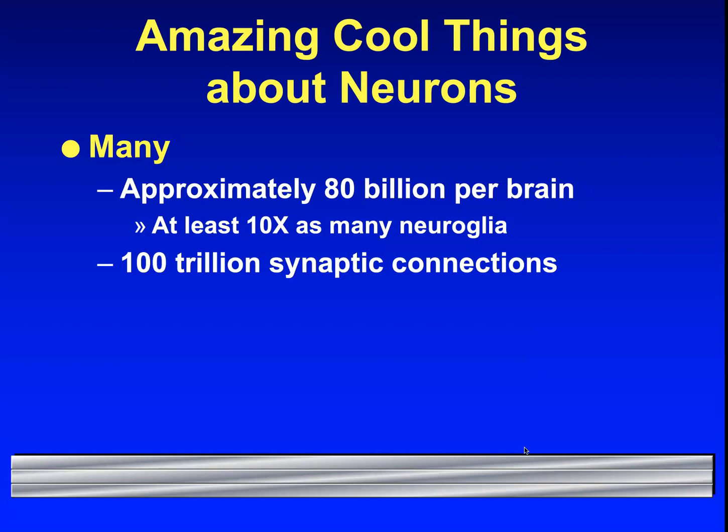And so when one neuron influences another, we call it a synaptic connection. And they estimate 100 trillion synaptic connections in the brain alone. That's more than the stars in the galaxy. So there's a lot going on in there.